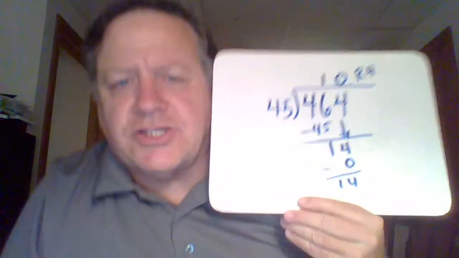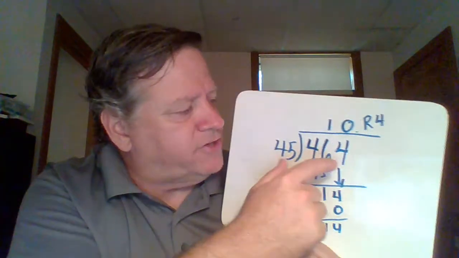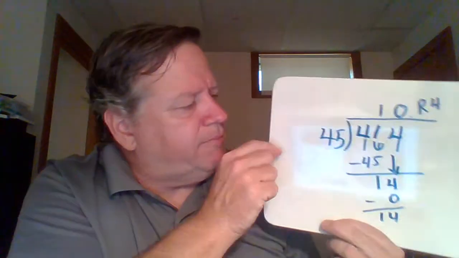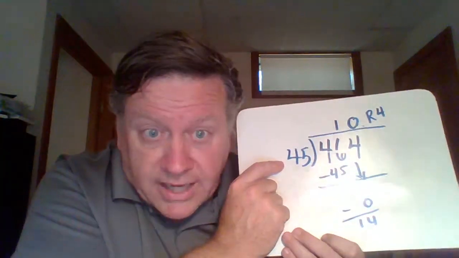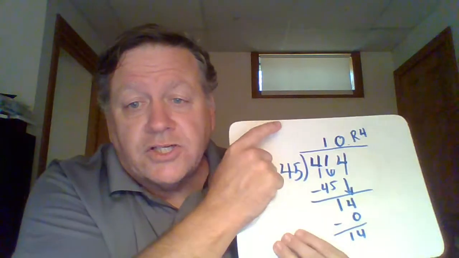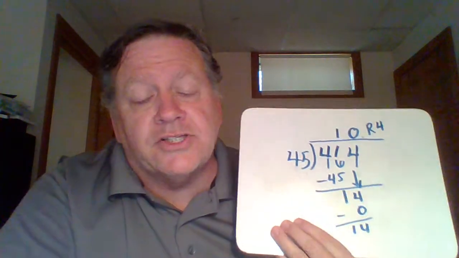464 divided by 45. So I kind of solved the problem here, so I want to talk it through with you. Okay, so the total number of students we have is 464, right? The amount of students per bus is 45. So our quotient, or our answer, is going to end up being the number of buses.